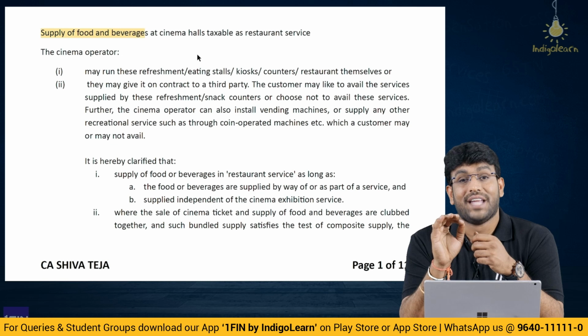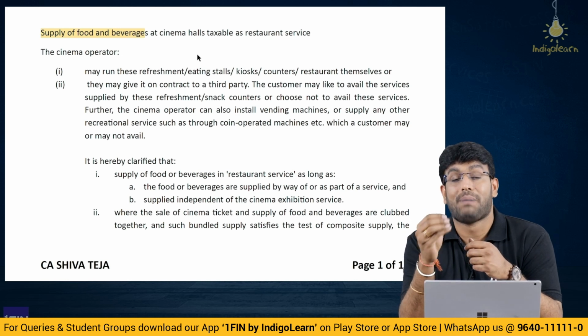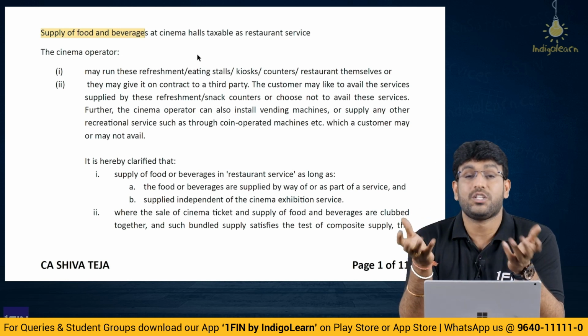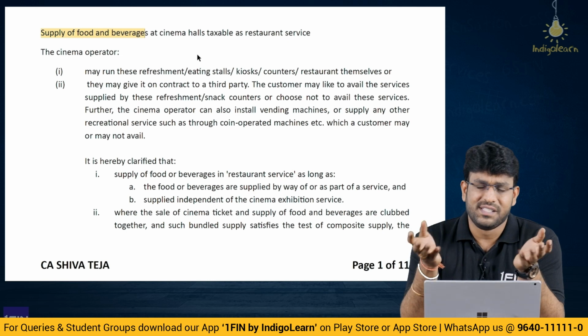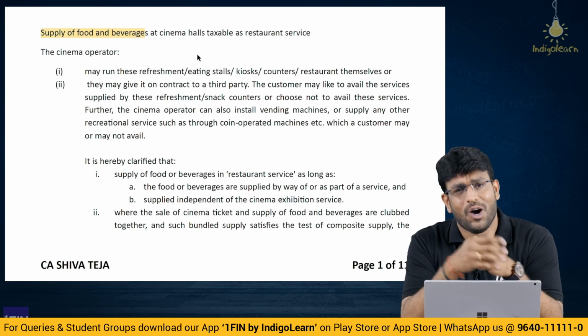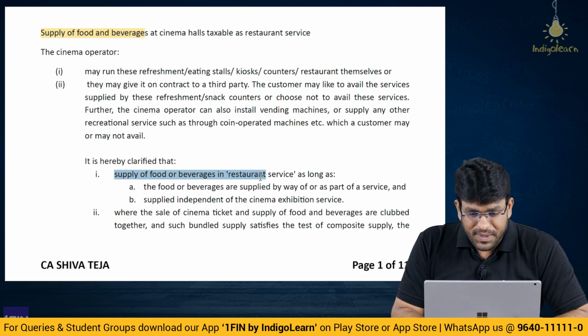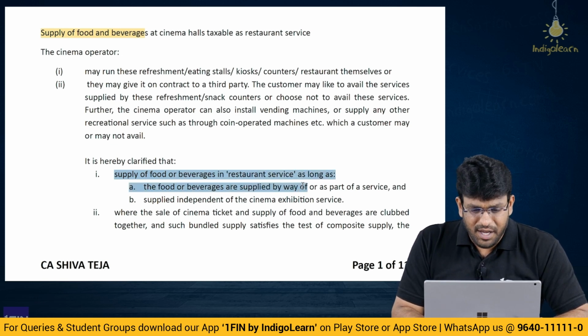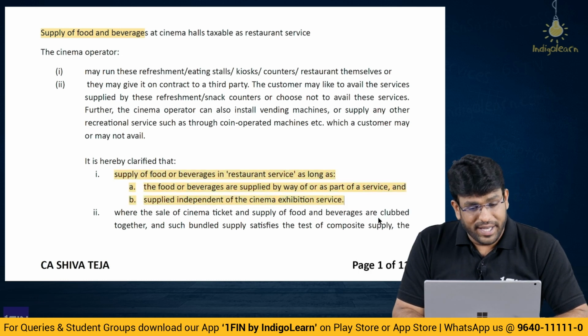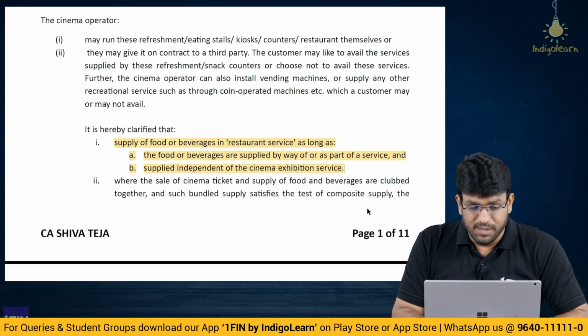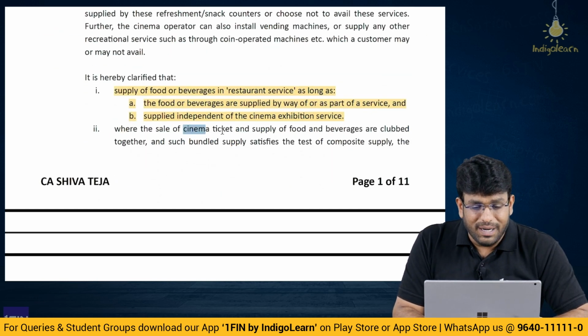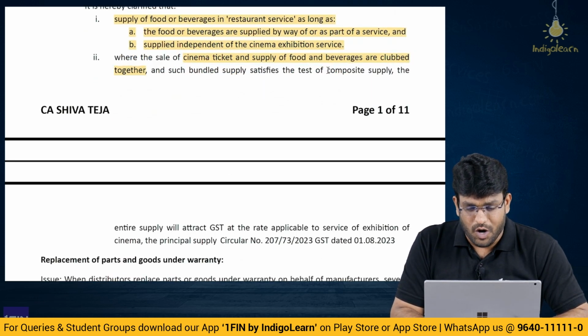But let us say that the ticket and that snack are bundled together and they are supplied together as a composite supply. Then we will see what is the principal supply and then take a call. See that? Supply of food and beverage in a restaurant is restaurant service as long as the food and beverage is supplied as a part of service and supplied independent of the cinema exhibition service, and where sale of cinema ticket and food and beverages are clubbed together, and that bundled supply satisfies the test of composite supply.